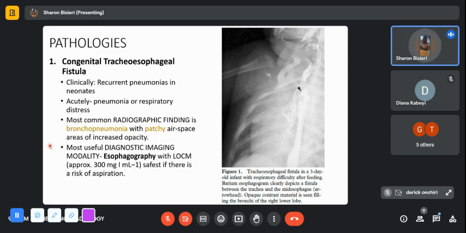So the most common radiographic finding is a bronchopneumonia with patchy airspace areas of increased opacities. And the most useful diagnostic imaging modality to help demonstrate that fistula's connection is esophagography with low osmolar contrast media, which is the safest if there's this risk of aspiration.